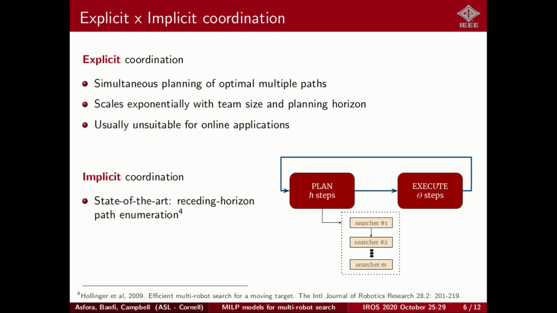That's why the current state of the art for this problem is implicit coordination with a receding horizon approach, as proposed by Hollinger. This means you plan for one robot assuming the others are still, then you plan for the next, always assuming the other robots will either stay still or follow the computed plan. This is what it looks like.